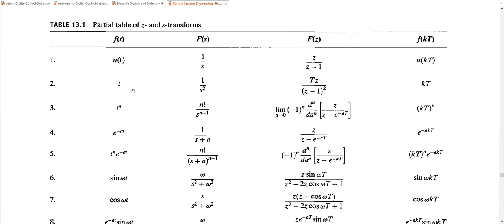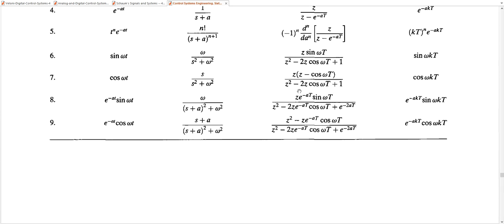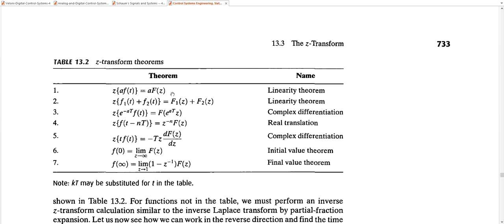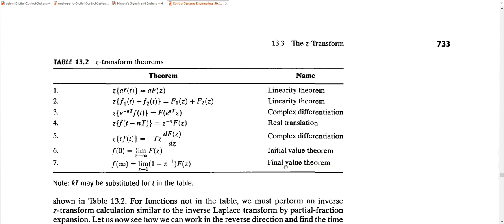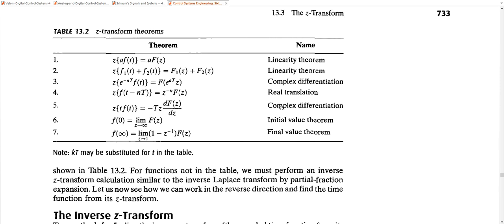So this is the equivalent function in the time domain, and this is the equivalent in the S transform or the Laplace transform. Then this is the equivalent in the Z transform. In the next table we have the Z transform theorems, which are the Z transform properties we discussed. You can see here linearity.